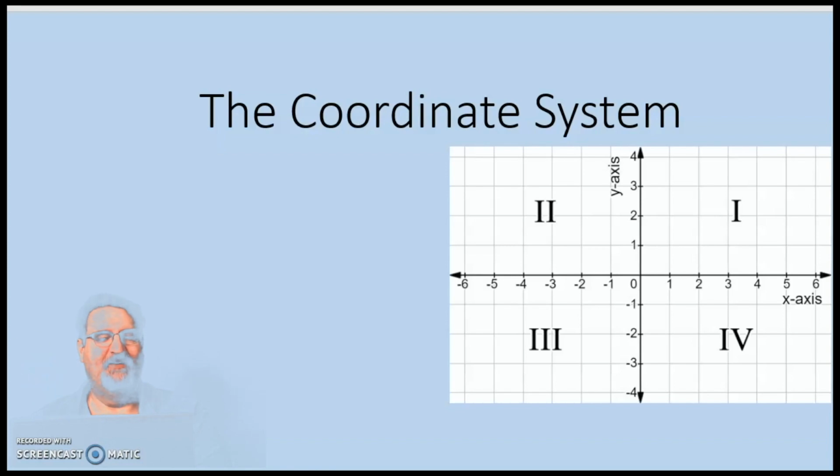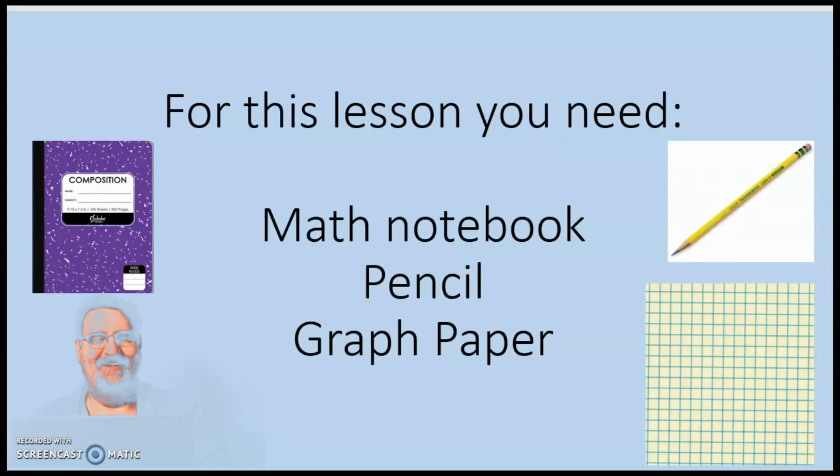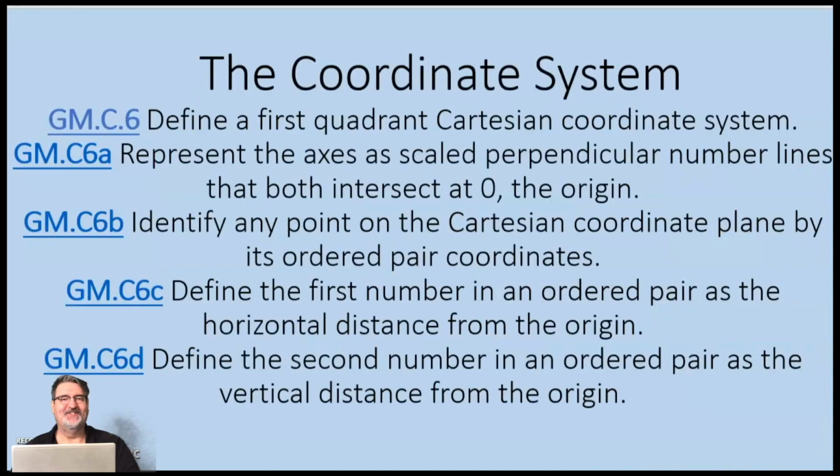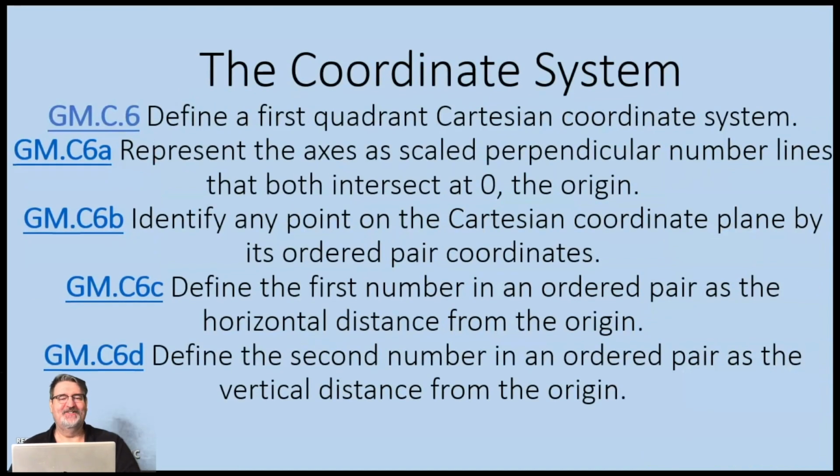And what you will need for today is your math notebook and a pencil. And if you have graph paper, that might be something to use as well. While you go get that stuff, we're going to go over the standards. The first standard is GMC6. Define a first quadrant Cartesian coordinate system.